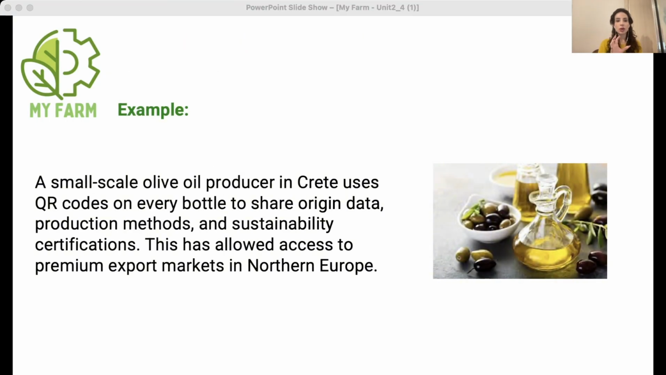A good example of this comes from a small-scale olive oil producer in Crete. By using QR codes on every bottle, the producer gives consumers direct access to information about where the olives come from, how the oil is produced, and what sustainability standards are met. This level of transparency builds trust and clearly differentiates the product from mass market alternatives. As a result, the producer has been able to access premium export markets in Northern Europe and sell at higher value rather than competing on price alone.